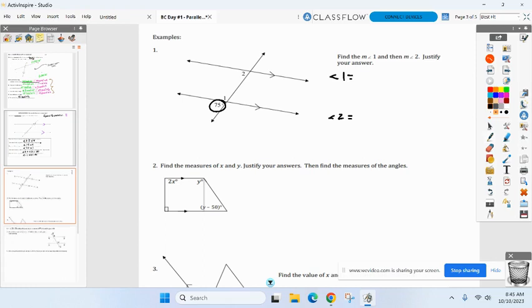The justification is because they're same side interior. Yeah. Same side interior.